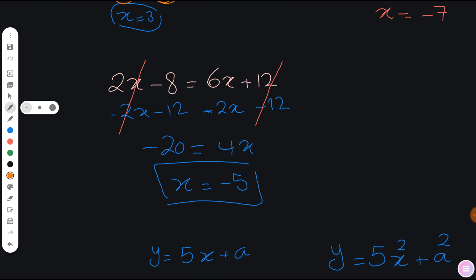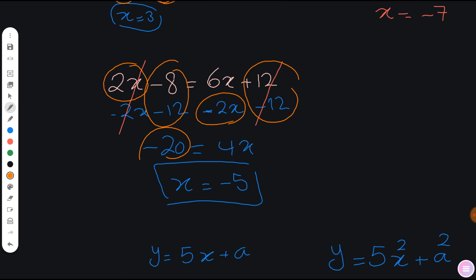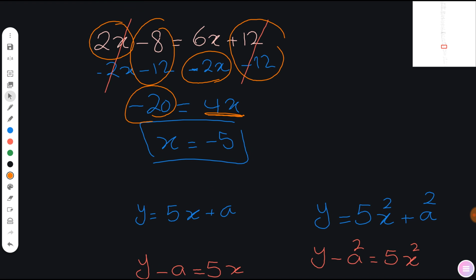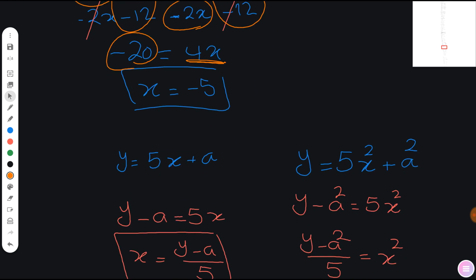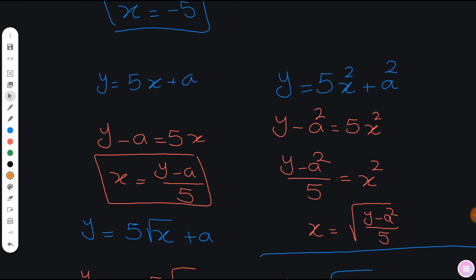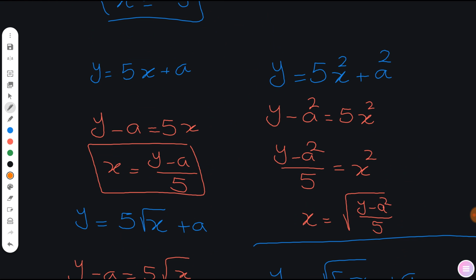How to make x the subject of this equation? In this case, I need x to be the subject, so we have 5 multiplied by x and add a. So we need to get rid of a first. It will be y minus a equals 5x. The next step, we will remove the 5 by dividing by 5 here, so it will be y minus a over 5. The same with every question on changing the subject.